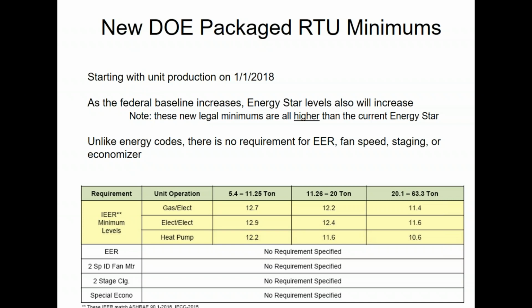There are no requirements on there for EER, full load. That's been totally dropped. The federal government said full load doesn't matter because there are no run hours there, or almost no run hours. There are no requirements presently for fan speed control, cooling stages, economizers, anything else. It's just an IEER requirement, right? So that's the requirement of what it is, right? So for a 10-ton unit, you have to be 12.7 IEER.